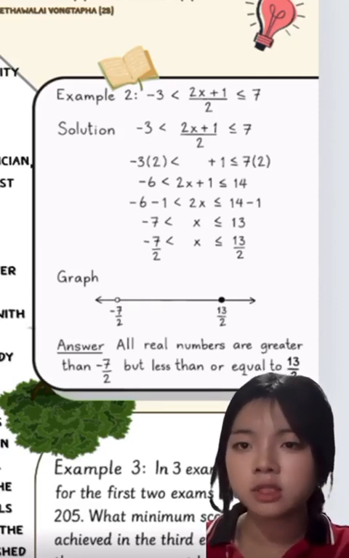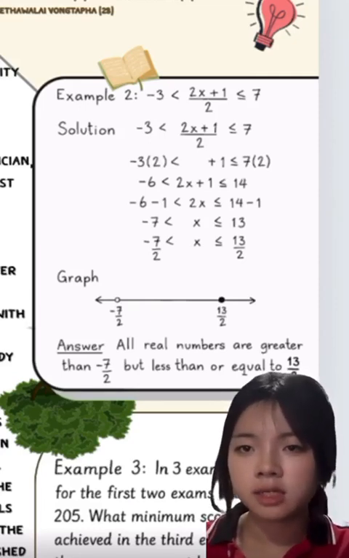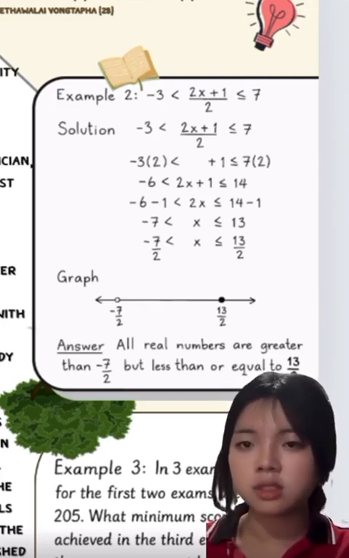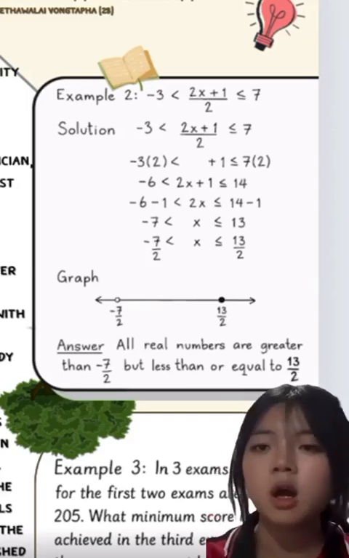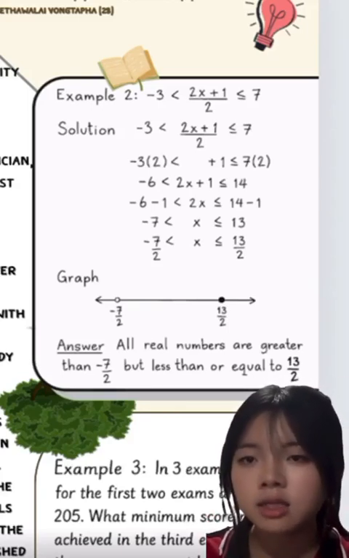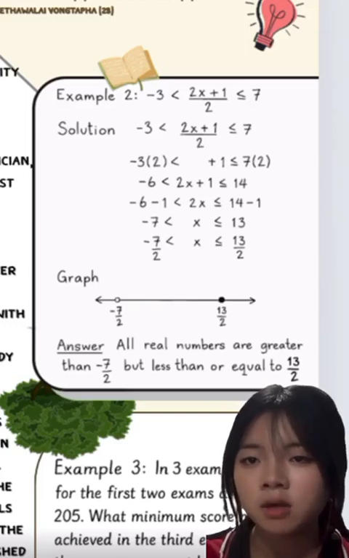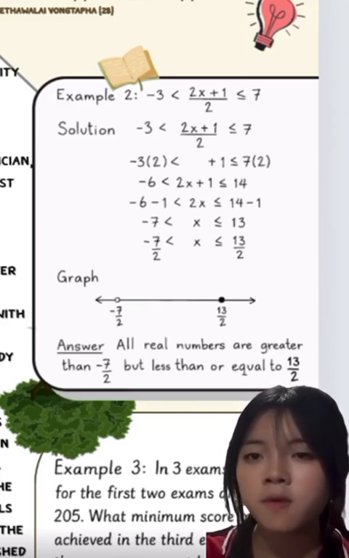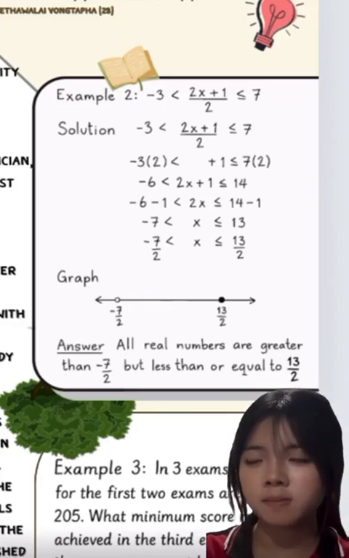So the solution is all real numbers greater than negative 7 over 2 but less than or equal to 13 over 2. On the graph, we draw an open circle at negative 7 over 2 and a closed circle at 13 over 2 with a line connecting them.